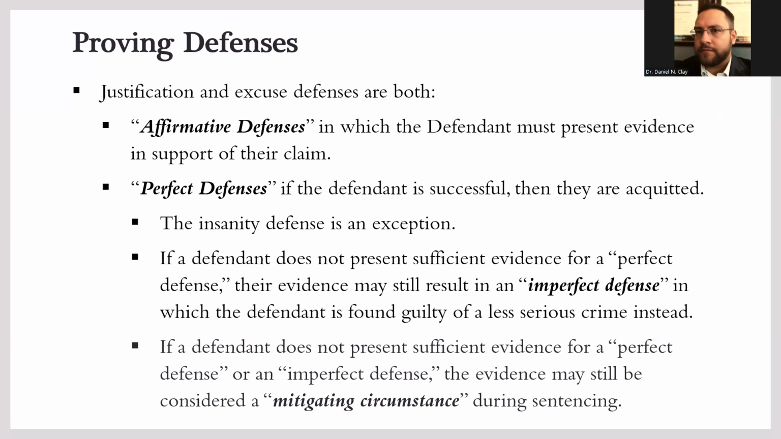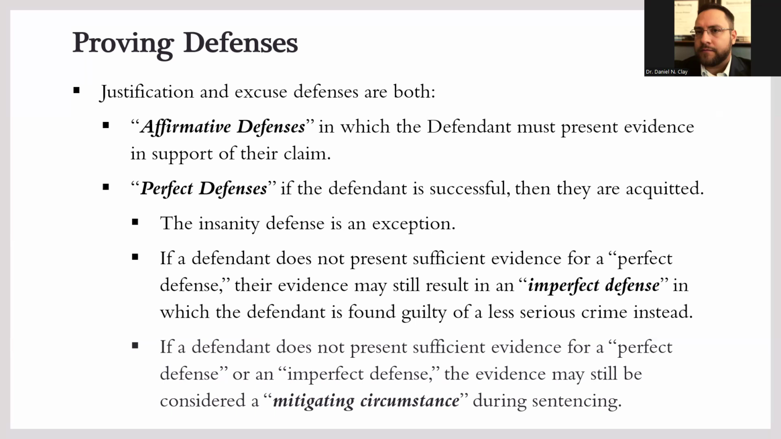Now, what happens if you can't present your defense fully? What happens if you can't prove it fully? Well, if you can't prove it fully to be a perfect defense, you might be able to assert what's called an imperfect defense. The idea here is you're not found not guilty, but because of whatever circumstances you state and offered some proof for, the jury might find you guilty of a lesser offense, or you might get a reduced sentence.